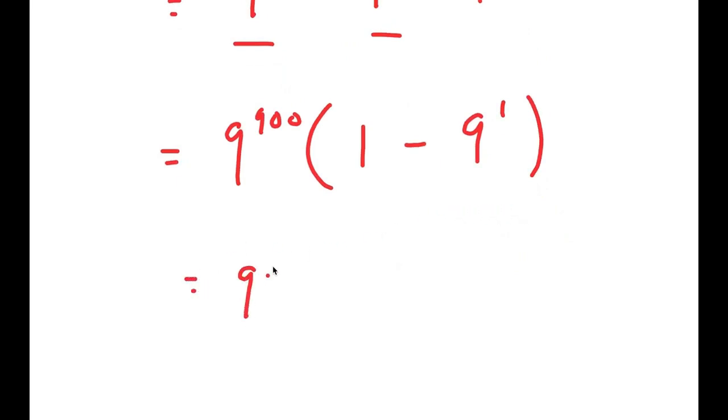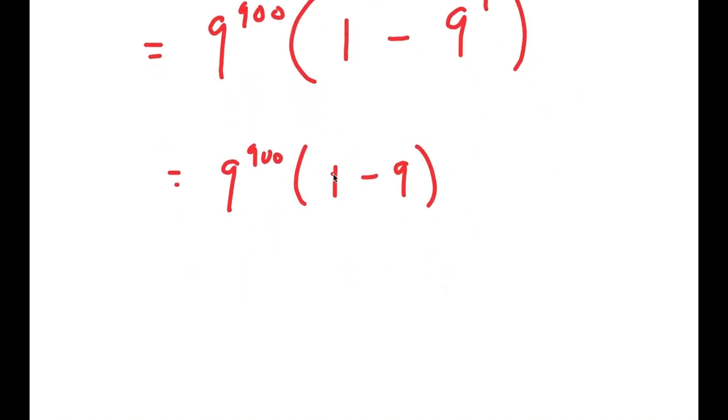And this is equal to 9 to the power of 900 times 1 minus 9, because 9 to the power of 1 is the same thing as 9. Now 1 minus 9 is equal to negative 8. So I get 9 to the power of 900 times negative 8.